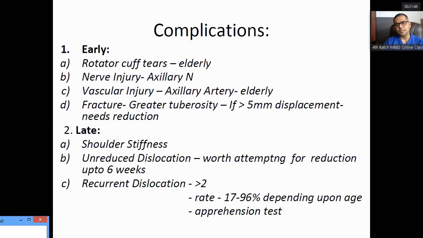And another complication is recurrent dislocation. When we have more than 2 in a year, or when some literature says more than 3, then that is a recurrent dislocation.